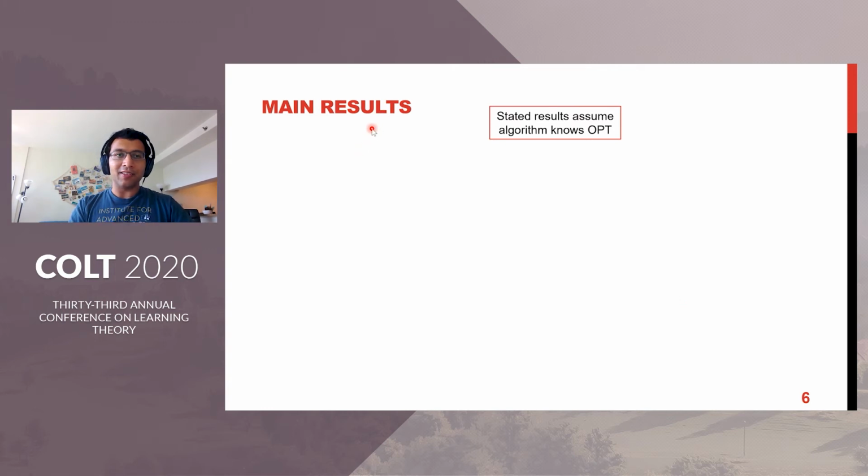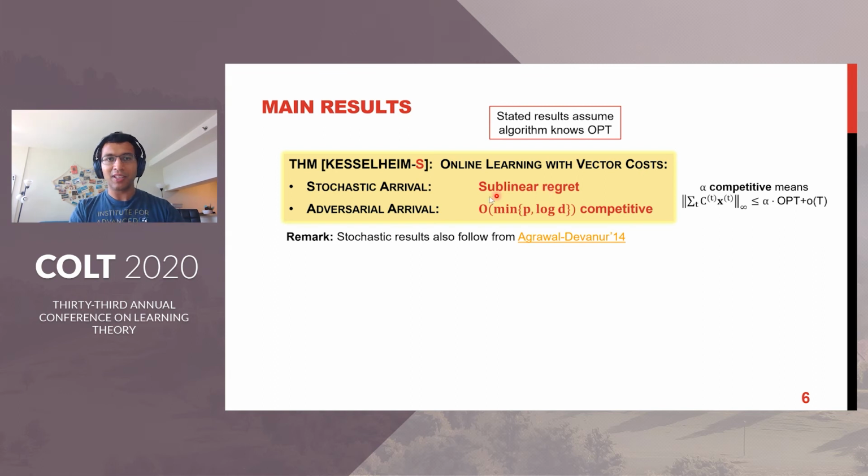So, what are our main results? I'll state our results under the assumption that the algorithm knows OPT, the value of OPT. This assumption is just to simplify how the results are stated. Many of the results extend, but I don't want to get into those subtleties. So first, what happens in online learning with vector cost? In the stochastic setting, we get sublinear regret. So sublinear regrets are possible.